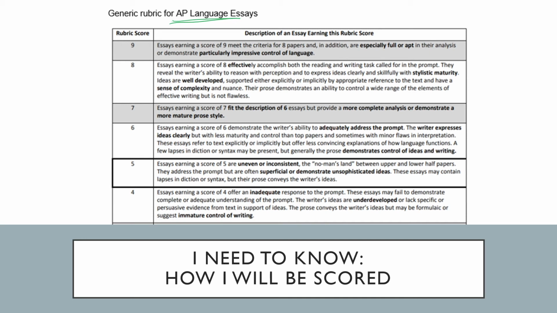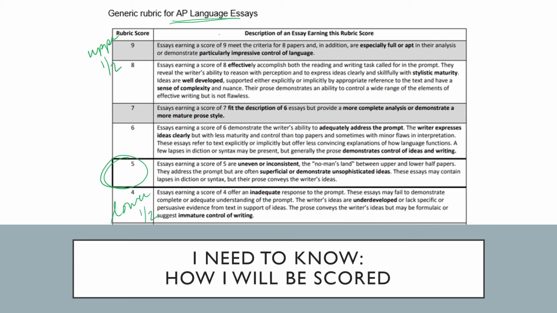You'll note that score point 5 has a much heavier border around it than the other scores do, and it's because score point 5 is a really important division. Scores 6 and up, we're going to call upper half essays. Score 4 and below, those are lower half.